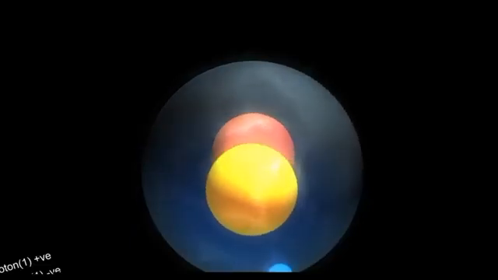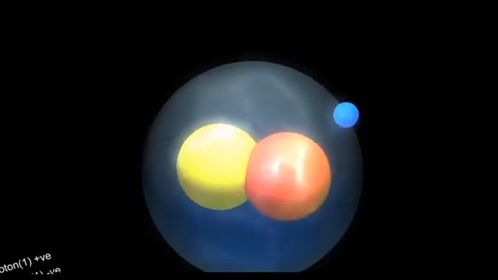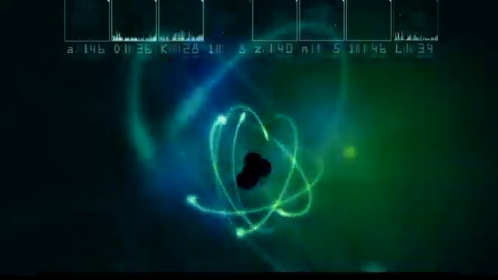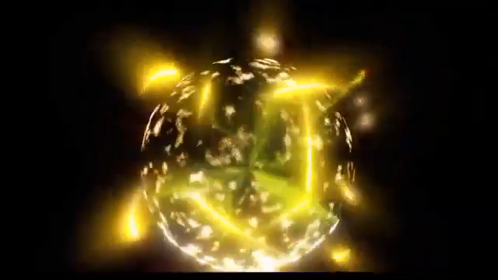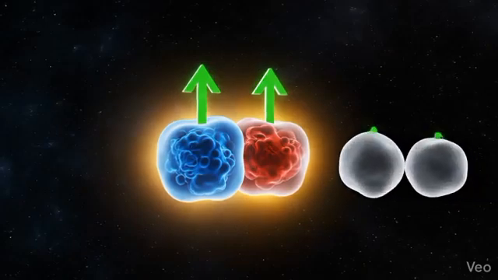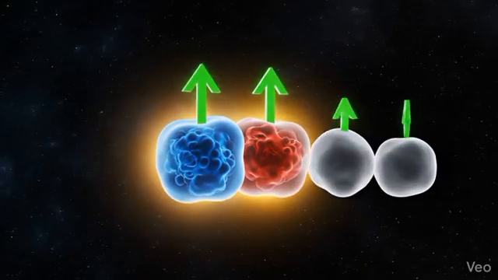The spin and angular momentum of the deuteron also provide important information. The proton has spin 1/2, and the neutron also has spin 1/2. When these two spins combine, they can either be parallel or anti-parallel. In the parallel case, the total spin becomes 1. In the anti-parallel case, the total spin becomes 0.